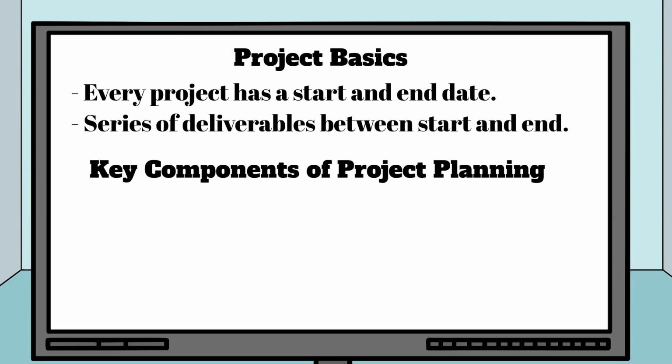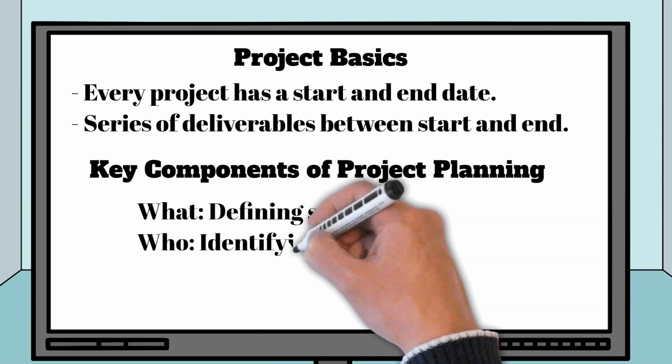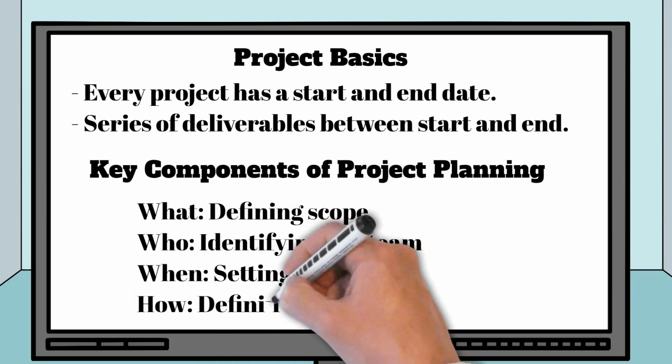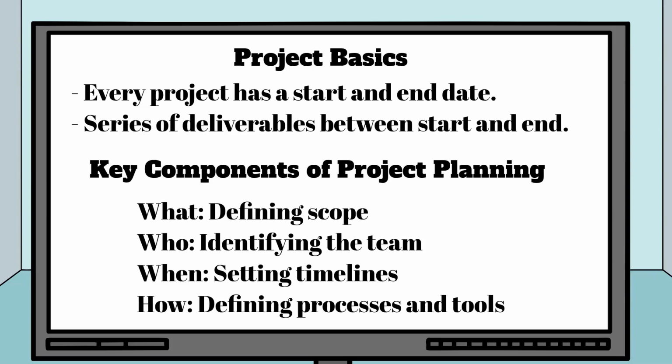Think of project planning as a blueprint. The major elements you need to cover are the what, who, when, and how. What? First, what are you delivering? Is it a product, service, or information? This defines your scope, which is the foundation of your project.